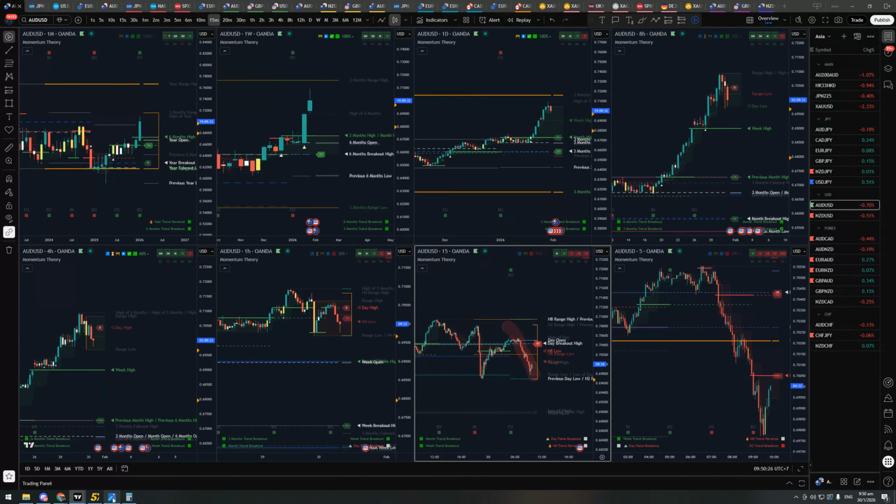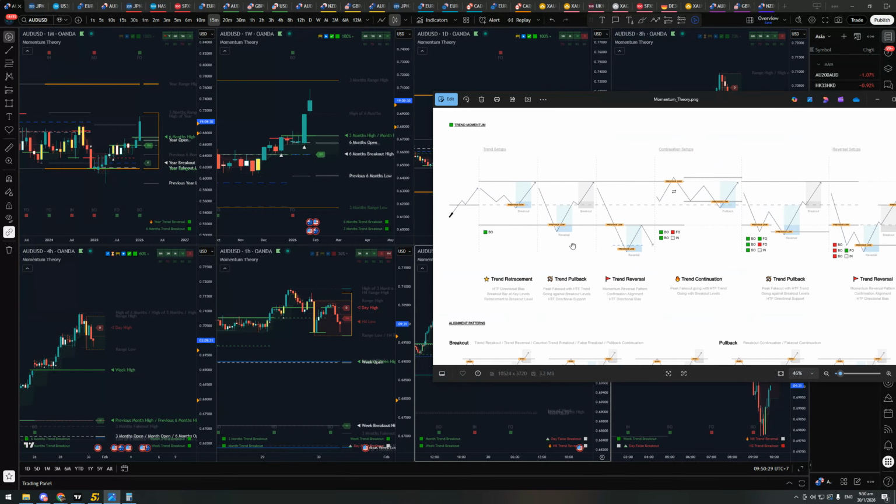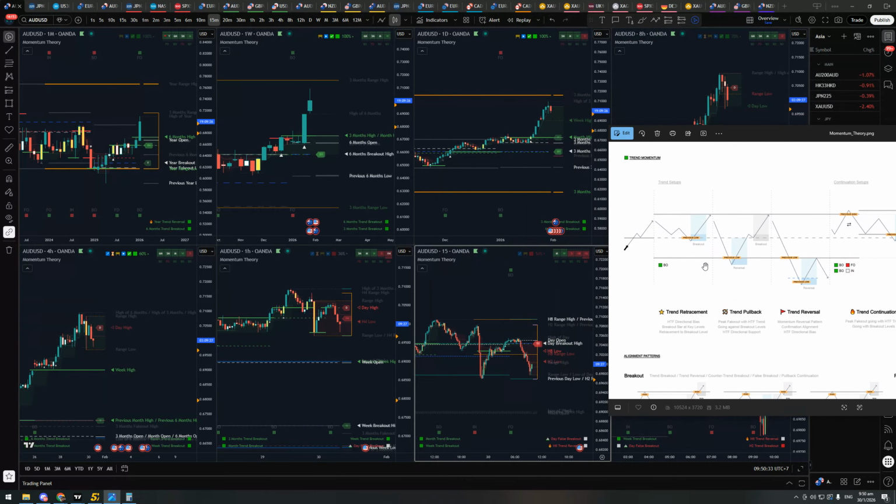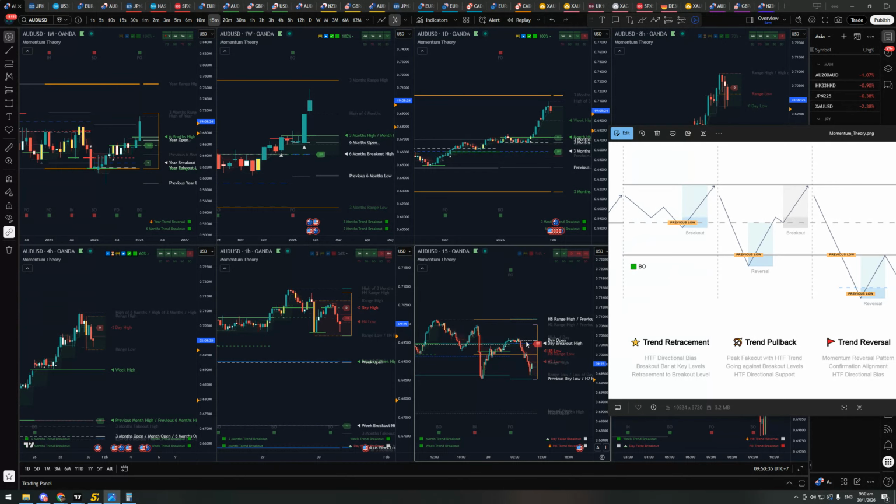So if price gets below that breakout level and it doesn't give me a trend retracement, then I'm looking for the second trade, which is a trend pullback. Currently, we're below the daily breakout level. I want to see price come down, fake out the setup time frame, which is the daily, fake out the momentum time frame, which is the H8, and then take it back up to at least the daily breakout level.